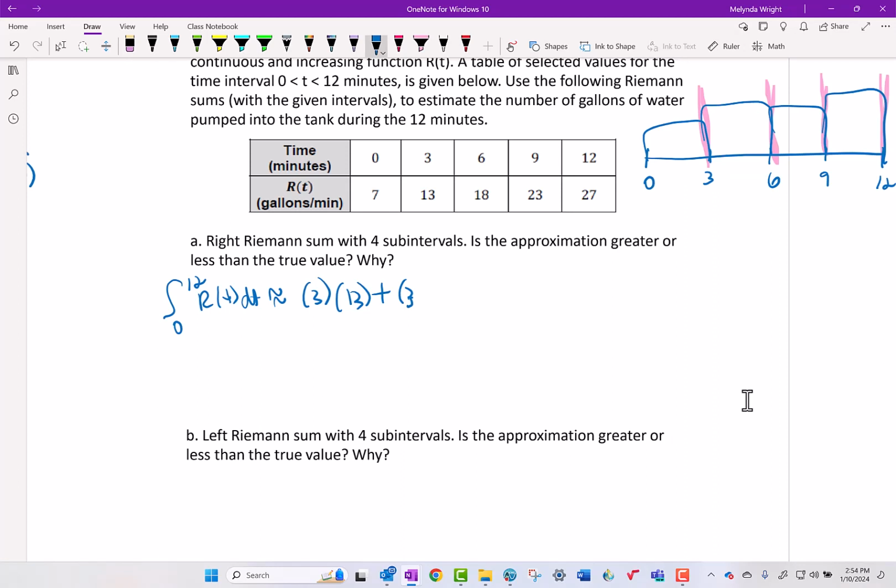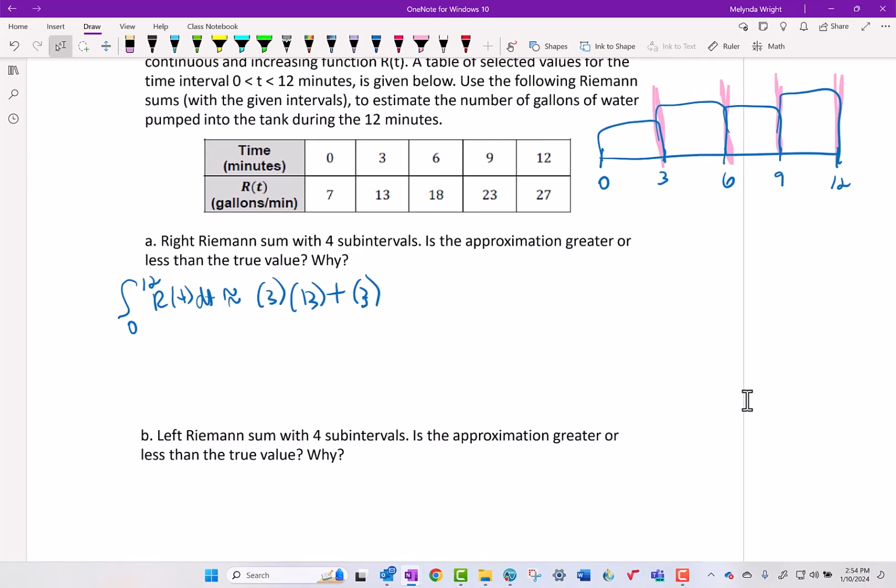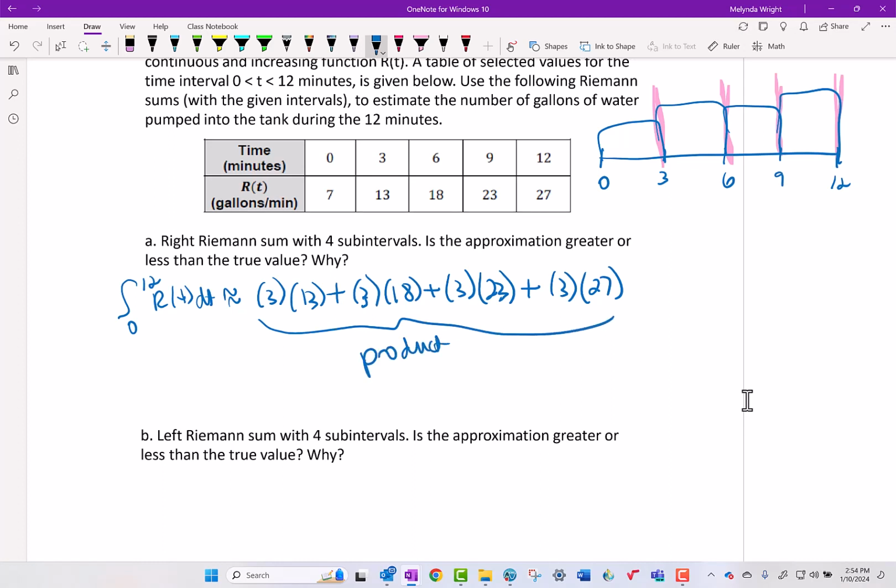So 3 times 13, and then my next rectangle height is 18 plus 3 times. The next rectangle is 23 plus 3 times. The last rectangle is 27. Now, this is good news. This is called the products and the sums. You have to write that. Notice how these are all numbers. There's no f of or r of 3 or anything. If they're all numbers like that, that is an acceptable answer.